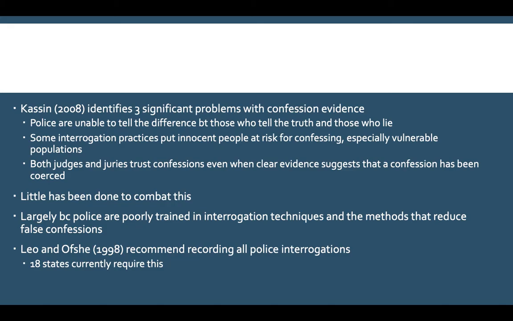Some interrogation practices put innocent people at risk for confessing, especially those that are vulnerable. And both judges and juries tend to trust confessions even when clear evidence suggests that a confession has been coerced. And little has been done to combat this, and this is largely because the police are poorly trained in interrogation techniques. Leo and Ofshe in 1998 recommend recording all police interrogations, but only 18 states currently require this.